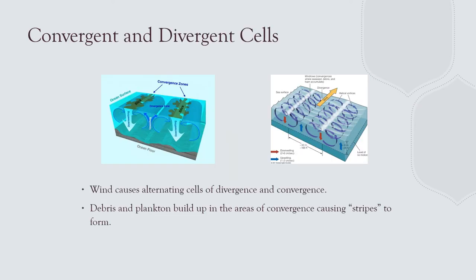During a strong wind, you get little stripes, little convergent zones, stripes across the surface of the water. And these debris lines are areas where the water's converging because of wind blowing it.